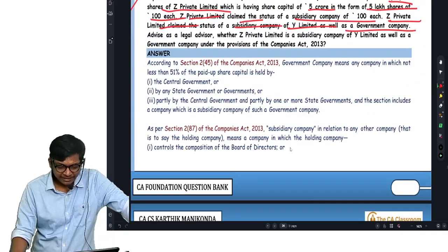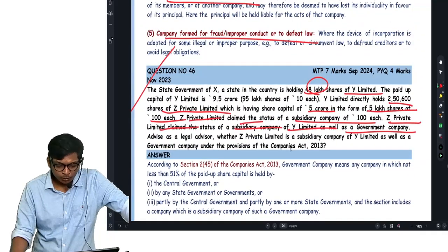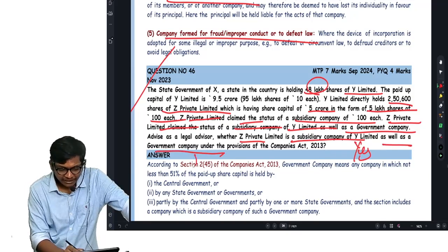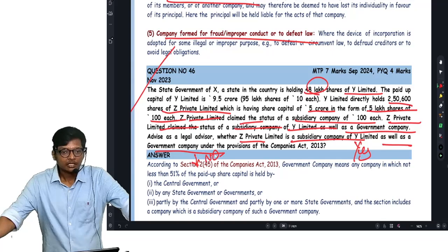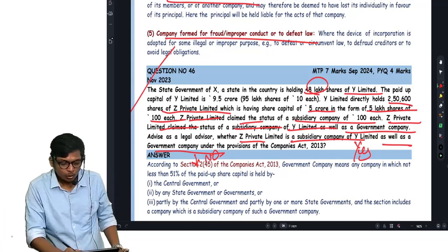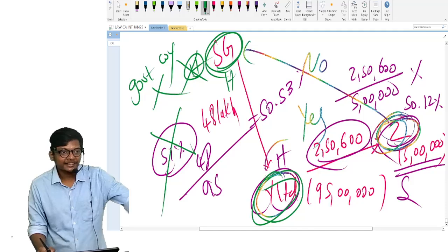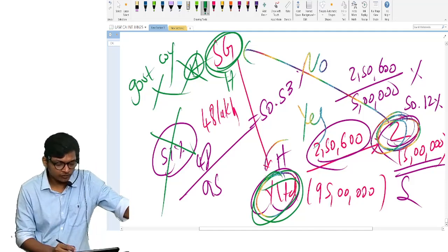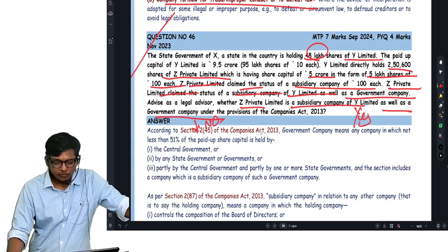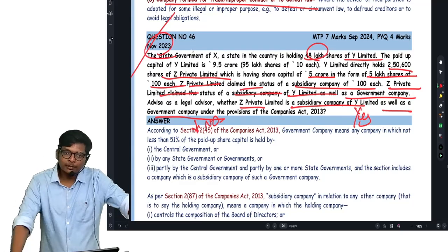Are you getting it, guys? Are you understanding? What is the question asking? Whether Z is a subsidiary of Y? Yes. As well as a government company? Answer is no. Because for government company, they are not saying more than half. They are saying 51 percentage. Are you getting it, guys? Easy. Are you all following? Anita, understanding? Came for 4 marks in November 2023 main exam.